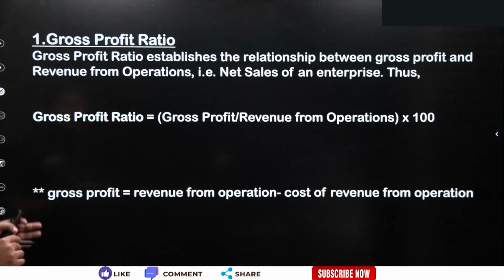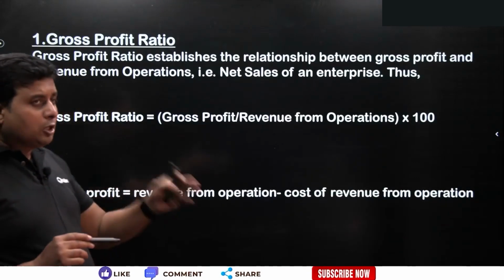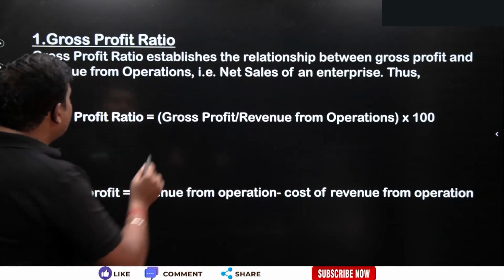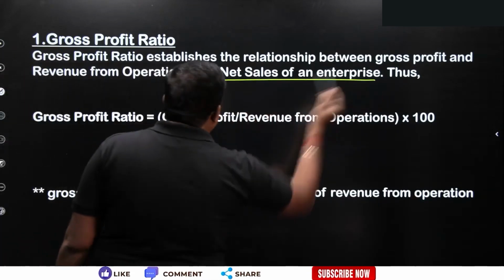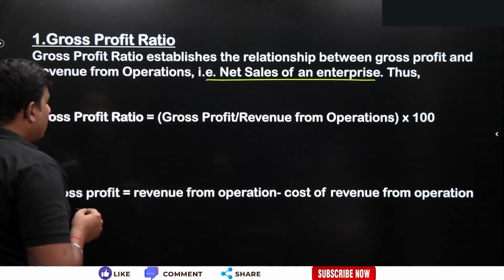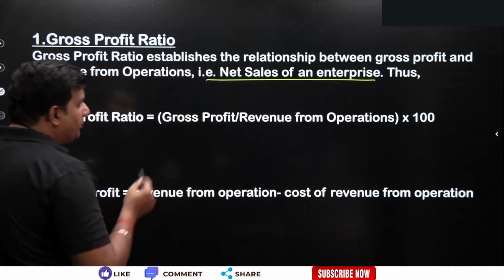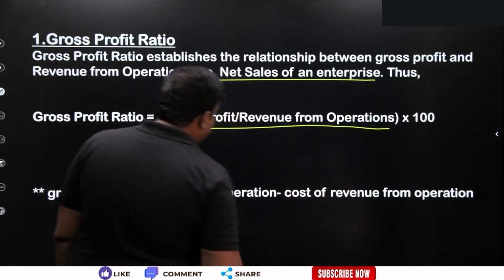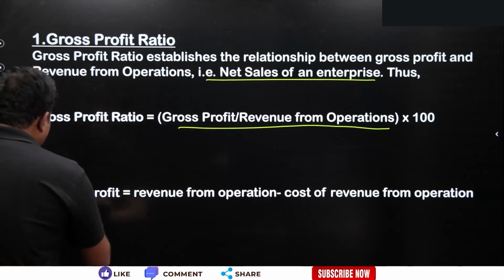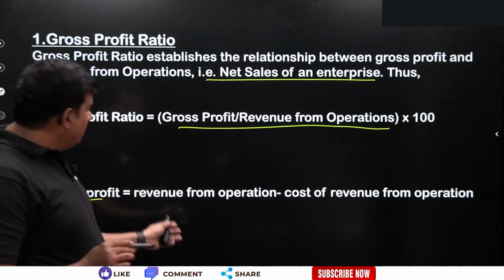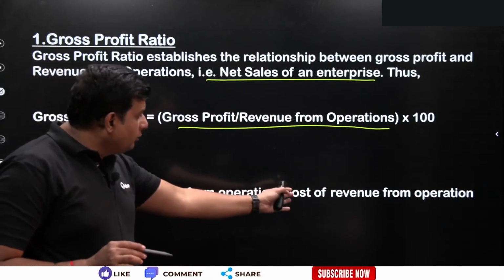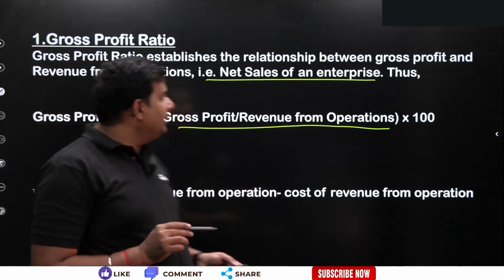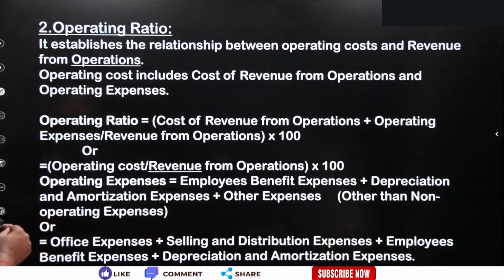So gross profit ratio establishes the relation between the gross profit and the revenue from operation. Revenue from operation, that is net sales of an enterprise. The formula for gross profit ratio is gross profit upon revenue from operation into 100. And in order to ascertain the gross profit, the formula is quite simple. If you subtract cost of revenue from operation from revenue from operation, you will come to know about the gross profit, right?